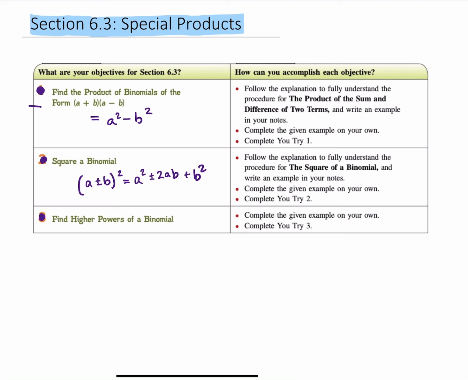You could always multiply these out just by foiling if you need to, if you forget the pattern, but these show up a lot, especially working with quadratic equations and later on as we discuss factoring. It's good to know and be familiar with these patterns because that can make things go a bit smoother. You can save a few steps.